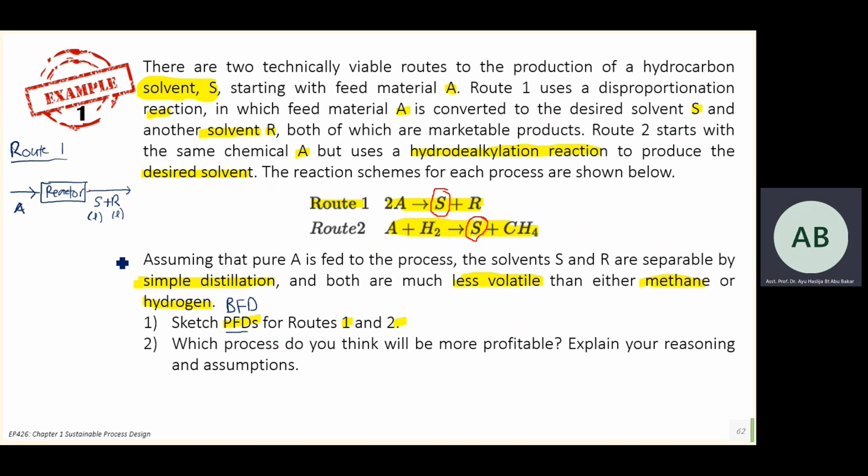So here from the statement, it mentioned S and R are separable by simple distillation. So after the output from the reactor, to separate S and R, we can use simple distillation.